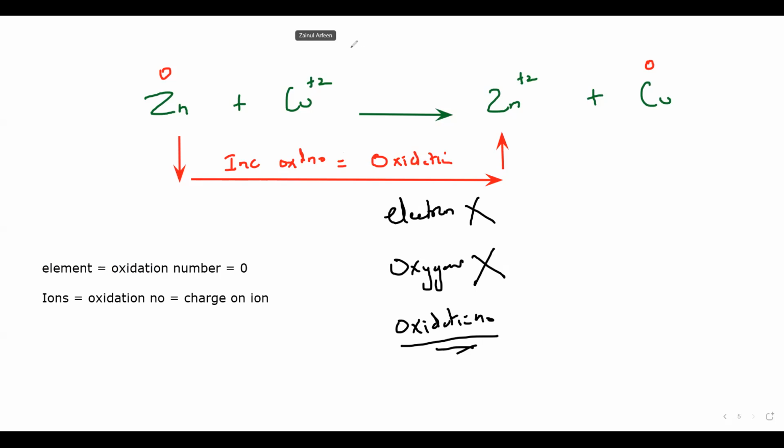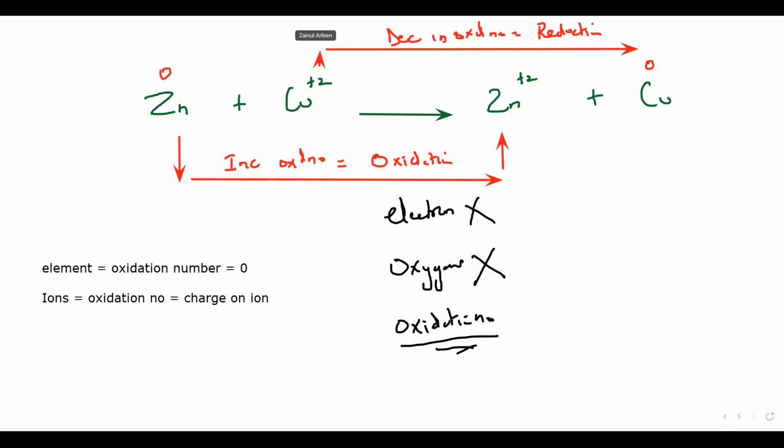And when you check copper, it is +2 changed to 0. Originally it was +2 and now it changed to 0. What do we call this change? Because there's a decrease in oxidation number, and whenever there's a decrease in oxidation number, we call this change reduction. So a chemical change can be oxidation or reduction.